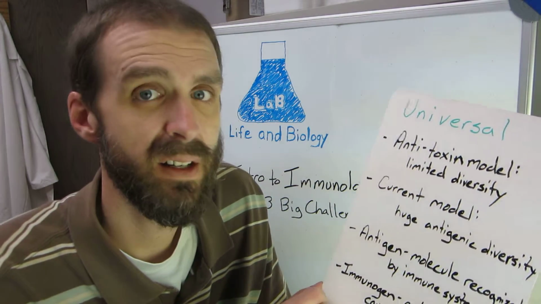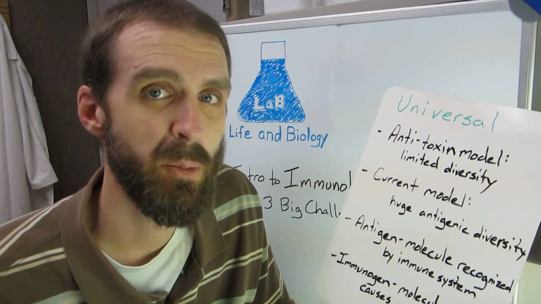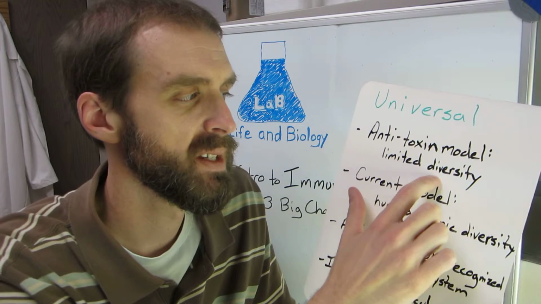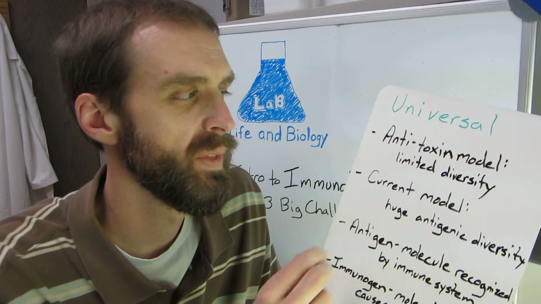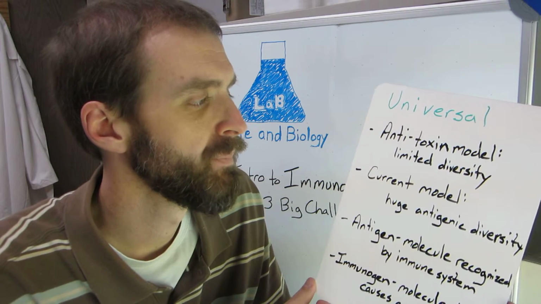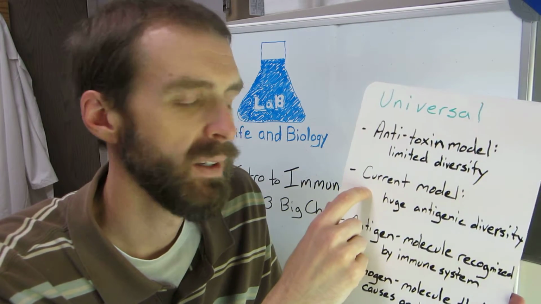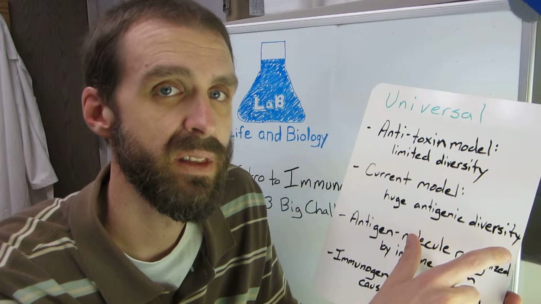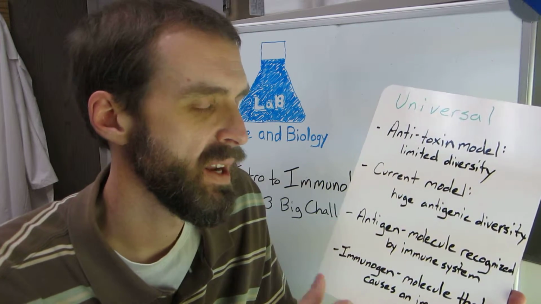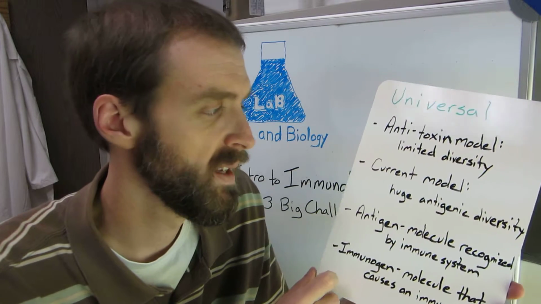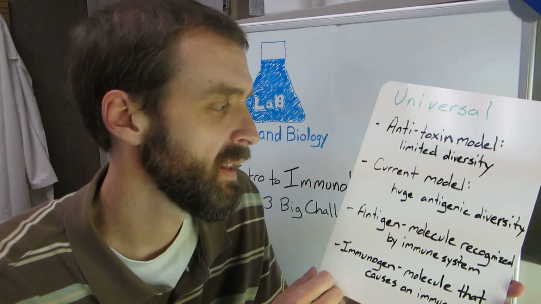So for universal, originally in the late 1800s, early 1900s, when the field of immunology was still in its infancy, it was thought that the immune system had a limited diversity of things that it could recognize and respond to, and this goes along with the antitoxin model that Emil von Behring was the advocate for. However, currently we know that there's huge antigenic diversity that the immune system can respond to. It's nearly infinite, the amount of variations that the immune system can do to recognize things, and that itself is a very interesting story, and that'll be a big part of what we talk about in this class.